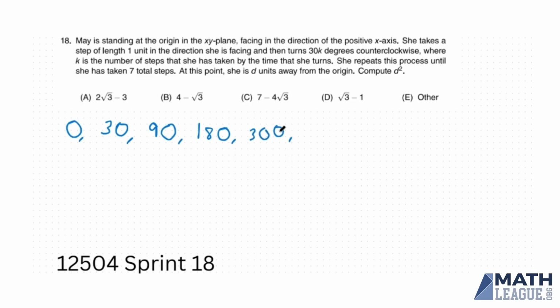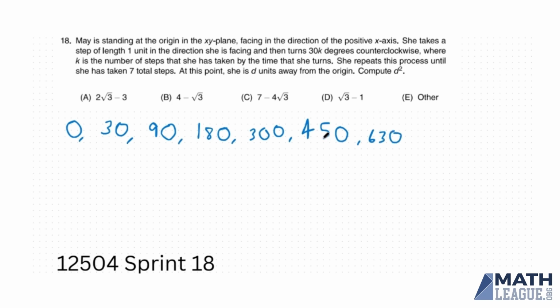Her next step will be 300 plus 30 times 5, or 300 plus 150, or 450 degrees turned. And her next step will be 450 plus 30 times 6, or 450 plus 180, 630 degrees turned.